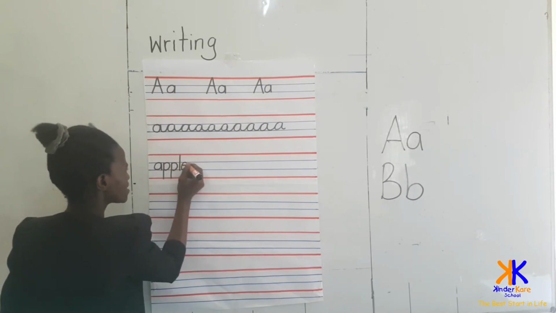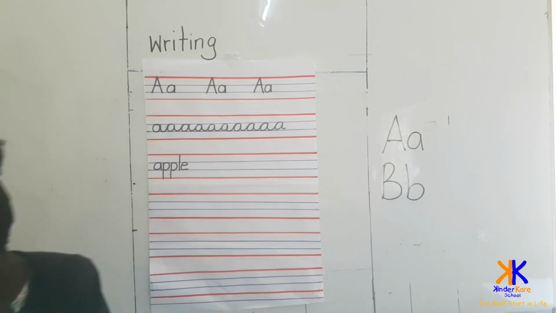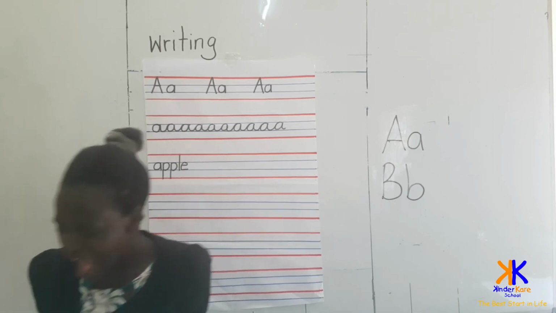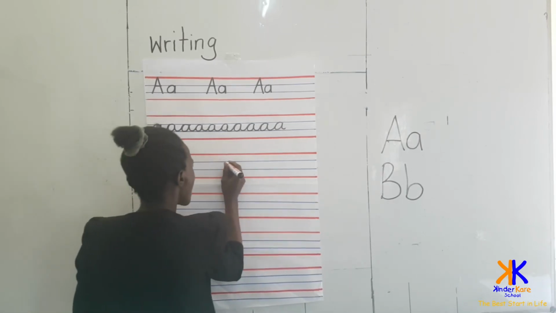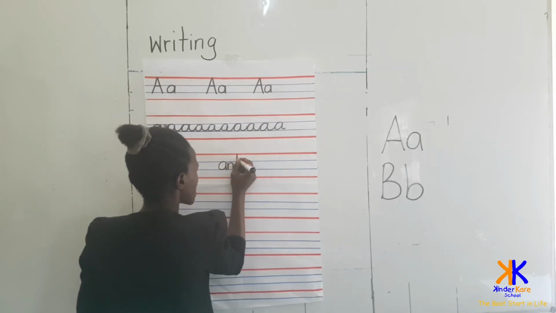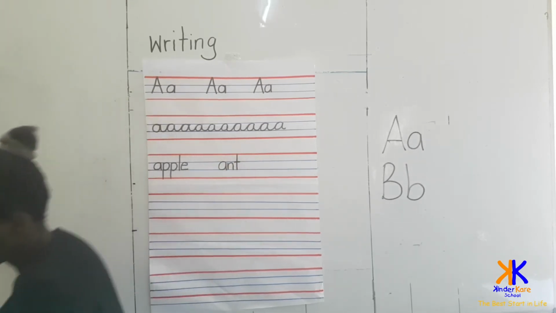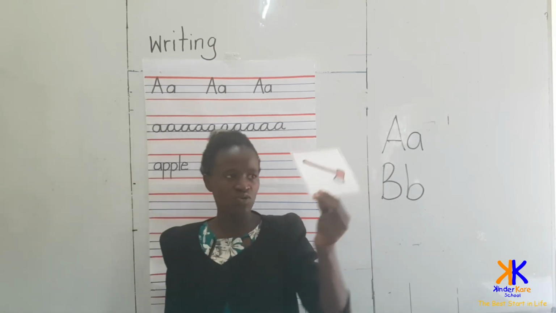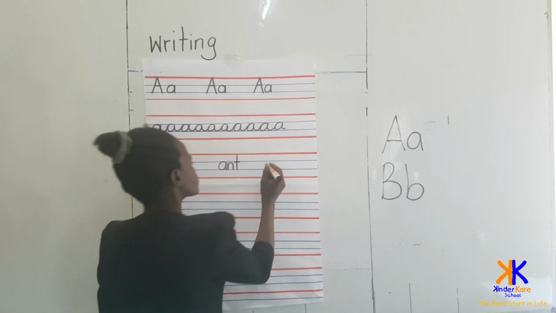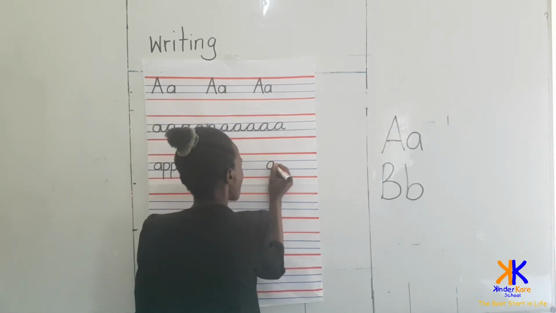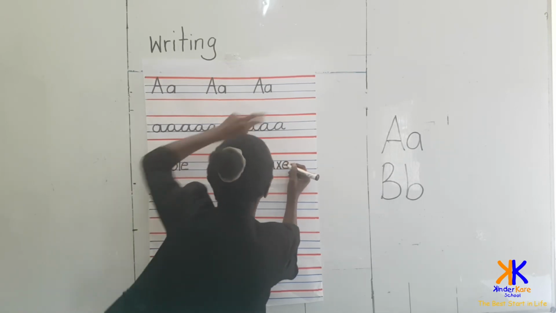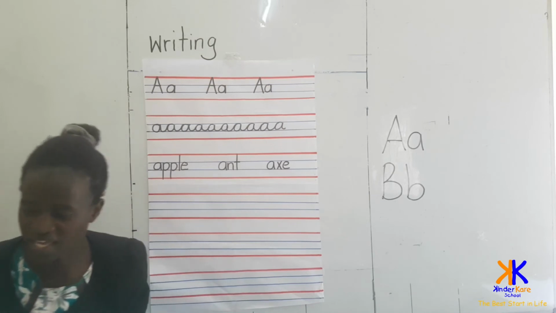Which other word? Good. Which other word? What picture is this, children? Ant. Yes. Ant begins with letter A. Which other picture, children? What do you see on this flashcard? An axe. Good. So write axe. What do we use the axe for? For chopping wood. Yes.